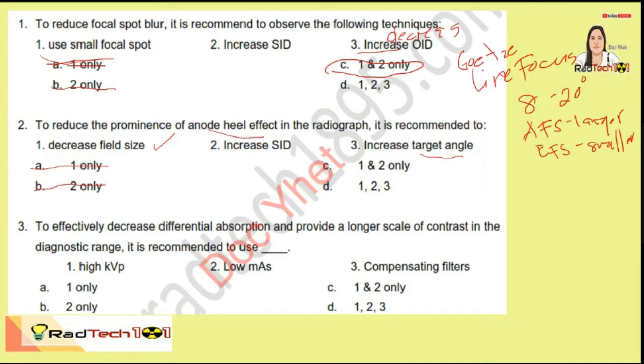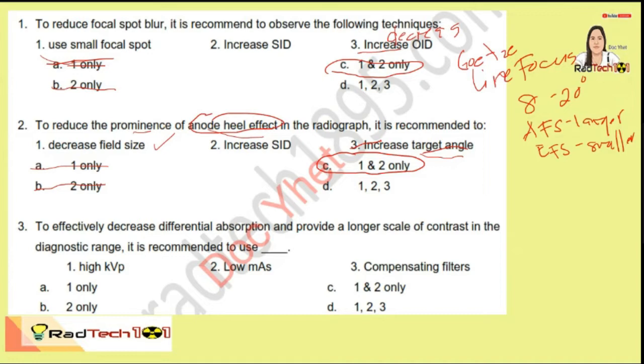But the problem with the angulation of our anode is that it will result to the anode heel effect. Hindi naman siya natin totally ma-avoid because naka-angulate na yung anode natin nung binili natin yung ating X-ray tube. So, yung magagawa lang natin is to minimize para hindi siya masyadong halata. Pag sinabi kasing prominence, mahahalata siyang masyado. So, we decrease the field size, we collimate tighter, we increase the SID. So, we observe the SID na 72 inches kapag vertical radiography or chest radiography, and about 40 inches pag tabletop. Increasing the target angle will just increase also the anode heel effect. So, this is wrong. So, ibig sabihin, yung tamang answer is 1 and 2 only.